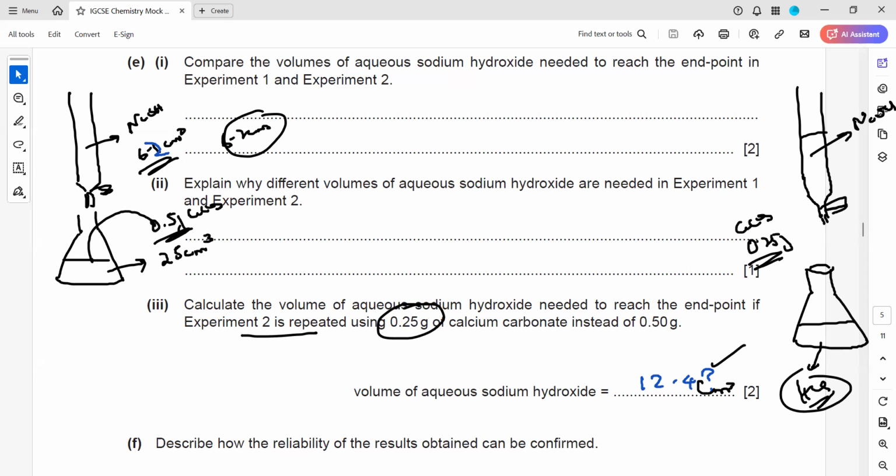Is it clear? Why is it 2 marks? 1 mark is for mentioning 12.4 and 1 mark is for mentioning cm cube. Working is not given marks here. 1 mark is for the magnitude, the number, and 1 mark is for the unit.